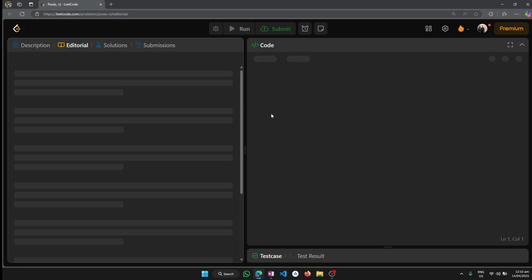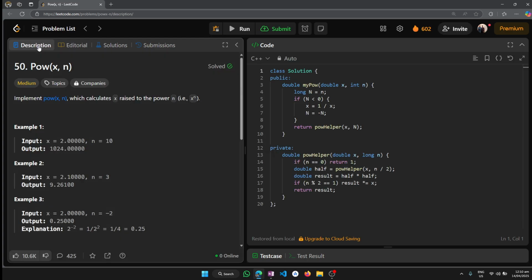You can just copy paste the solution over here. It is built up of the same concept, and it would be a very good practice for you on how you can use binary exponentiation in order to solve different problems.